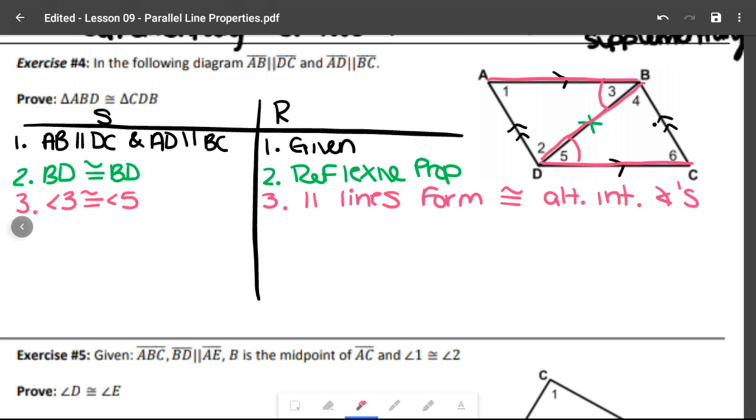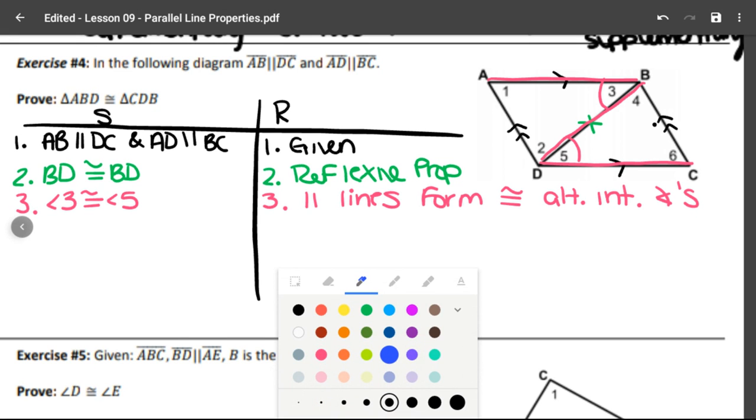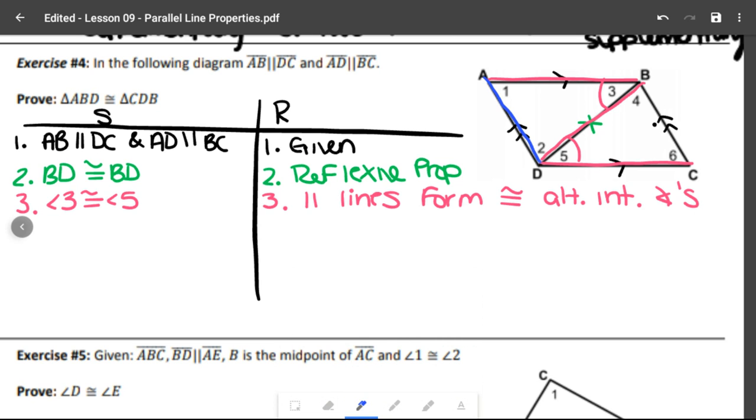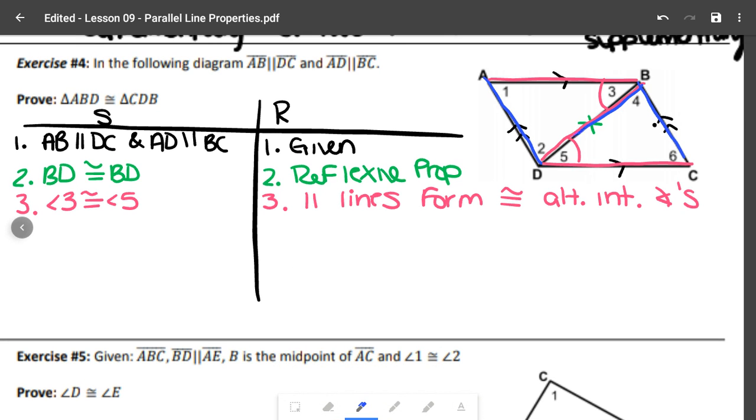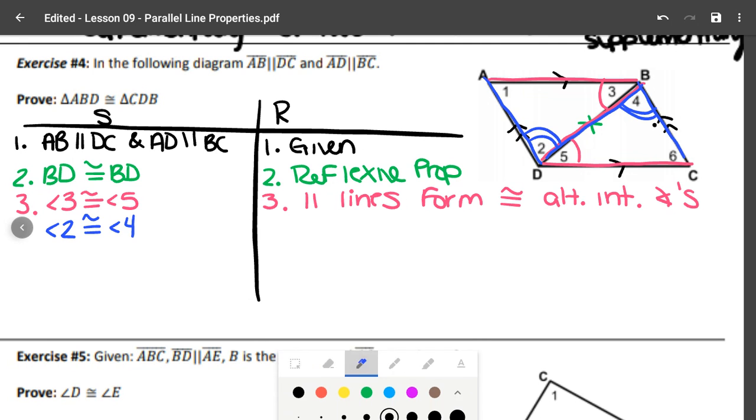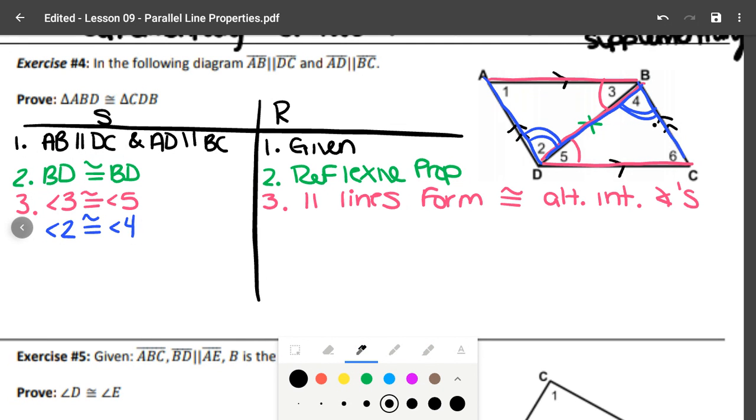We also know, though, that these lines are parallel, and if they're cut by a transversal, it could be the same transversal that, by the same reasoning, 2 and 4 are congruent. So I could write it out if I wanted to, but I don't need to. I could say angle 2 and angle 4 are congruent because they're alternate interior angles. Now look, we have a side in between two angles.